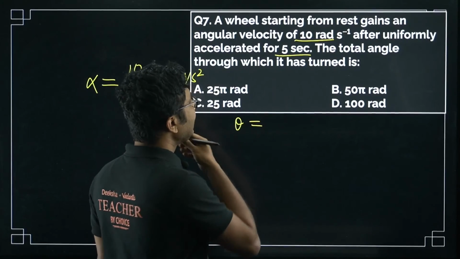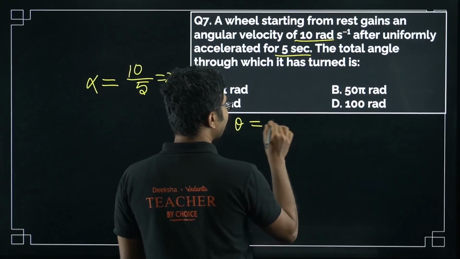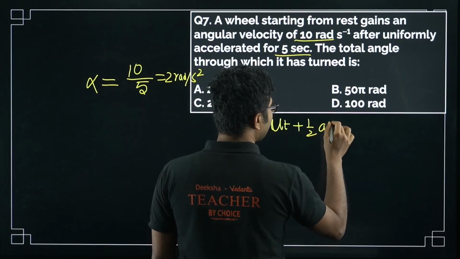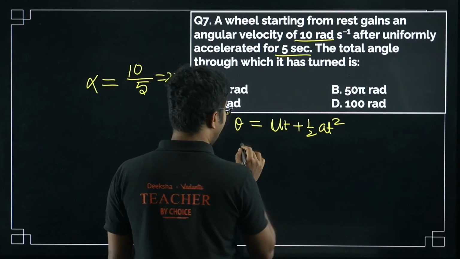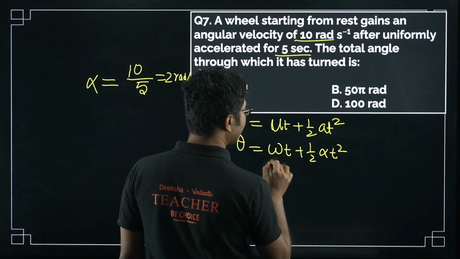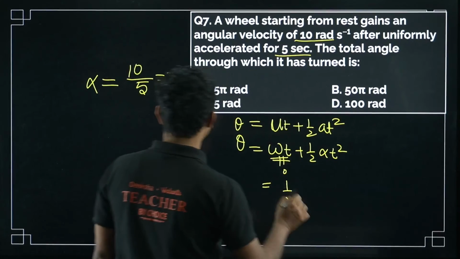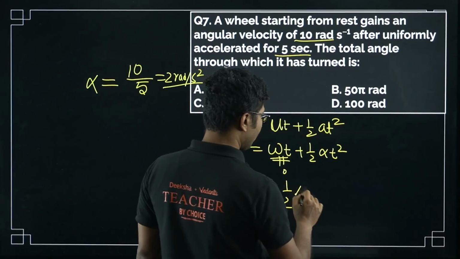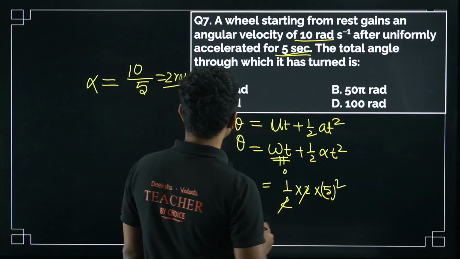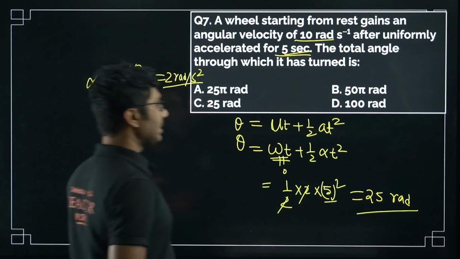So what is theta? First of all you have to convert it into radian, if required. Theta equals ut plus half at square, and in the case of angular velocity it will be omega t plus half alpha t square. Now omega initially was 0, so omega t is 0. Alpha we have calculated as 2, so half into 2 into the time given, 5 seconds, so 5 square. 5 square is 25, and it is in radian, because everything is in radian.